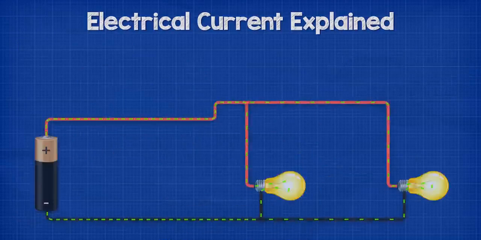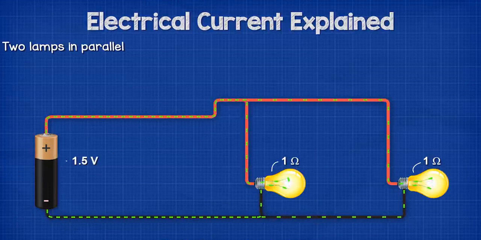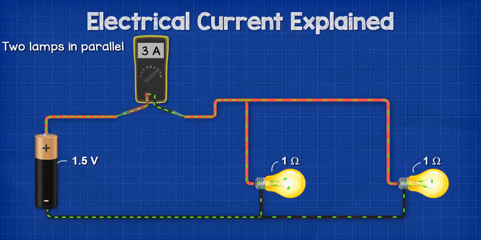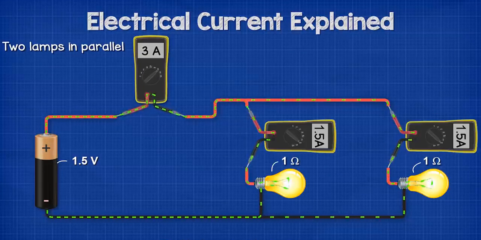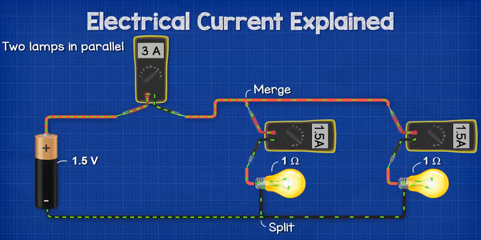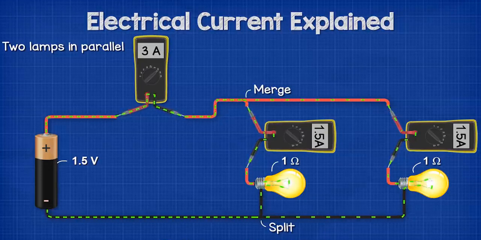If we now connect the circuit with 2 lamps in parallel, both with a resistance of 1 ohm, and connect this circuit to a battery of 1.5 volts, then in the main wire from and to the battery, we get 3 amps. But on the branch of each lamp, we get 1.5 amps, because the path of the electrons splits, so they are shared between the 2 lamps. The path then merges again, so we get the combined total circuit current of 3 amps. Because both lamps have the same resistance, they have the same current.